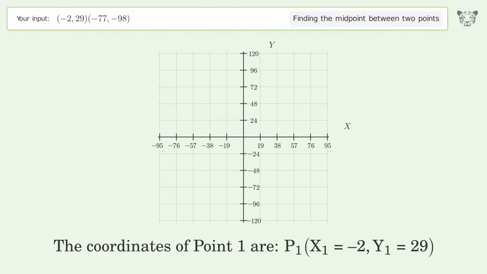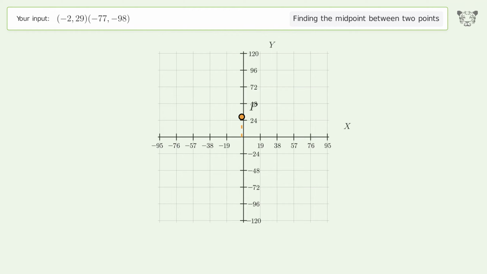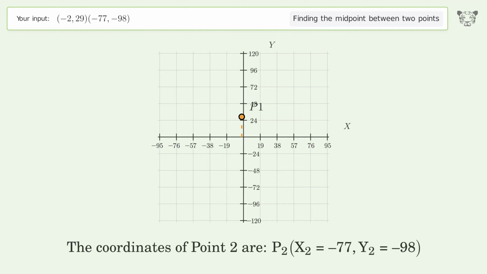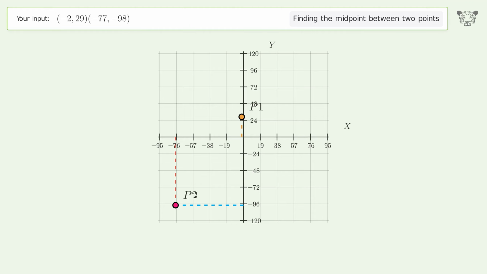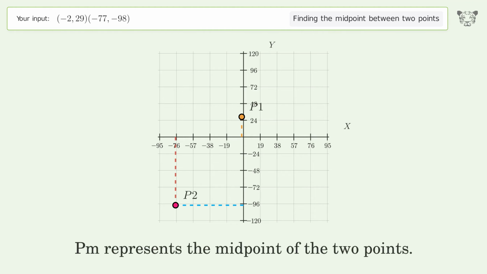The coordinates of point 1 are, x1 equals -2, y1 equals 29. The coordinates of point 2 are, x2 equals -77, y2 equals -98. PM represents the midpoint of the 2 points.